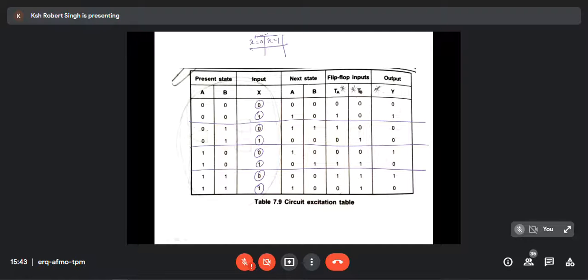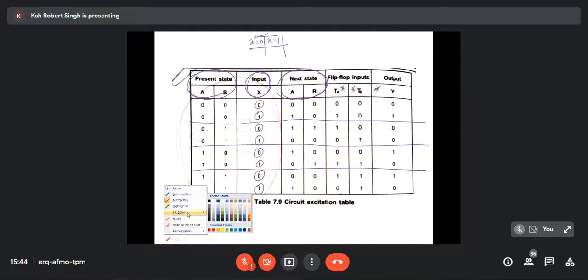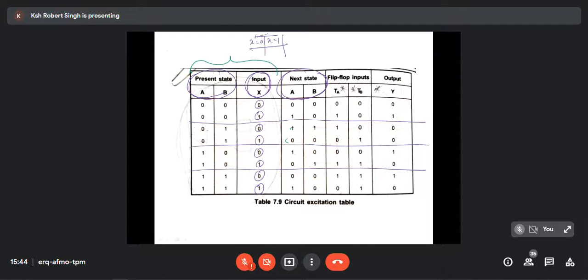And see, your input is separate and your next state is separate. It looks very nice. Your next state is here, your present state is here, your input is here. I don't know whether other students are able to understand or not. If one or two are able to understand, that is enough. So what is my focus? My focus should be here: present state and input. I'm going to make a truth table for the K-map AB and then input X. That's all.